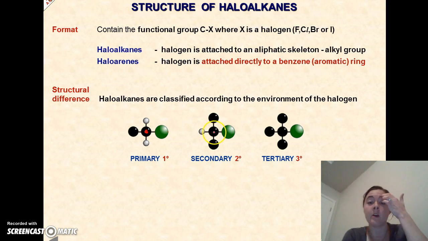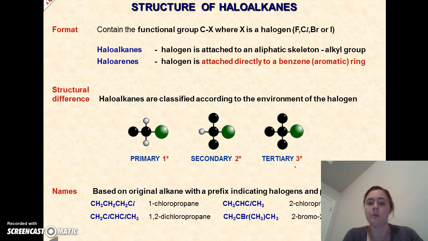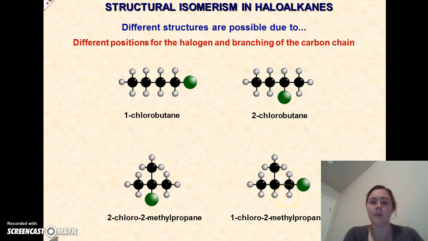A secondary carbon has, so here's the carbon that we're looking at. A secondary carbon has two carbons attached to it. And then a tertiary carbon right here has three carbons attached to it. The more carbons that you have attached to that central carbon, the more stable it is. So of the three, the tertiary carbon is the most stable. We've already done naming, so we're going to skip through that.